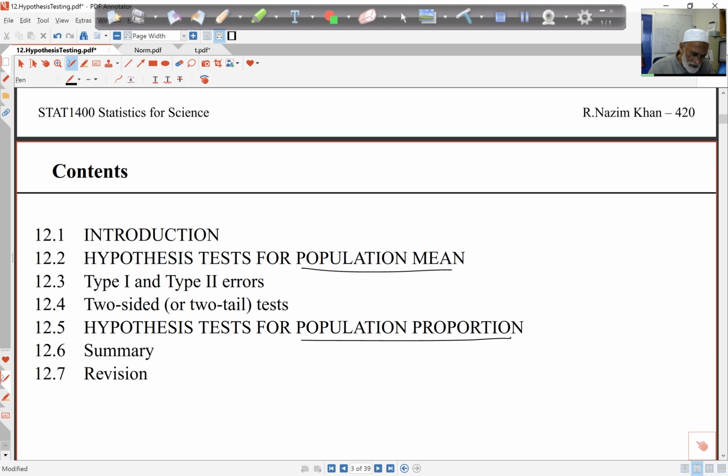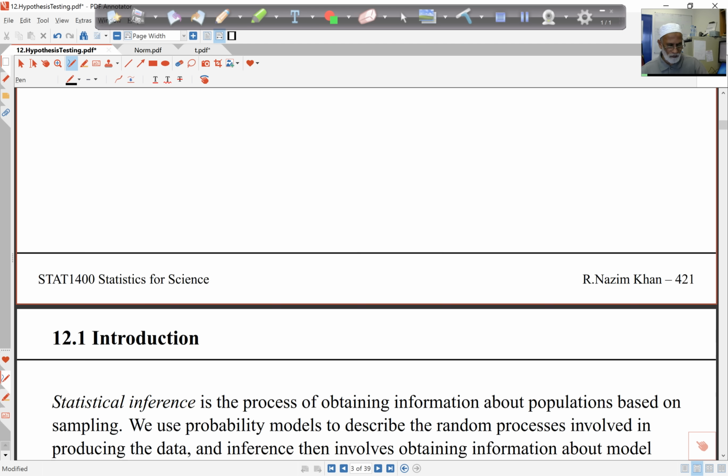So there are two particular population parameters we'll look at: population mean and population proportion. And we'll start off by looking at some basic ideas and then move on to the types of errors that can happen in hypothesis testing. We'll take a look at the distinction between one-tailed and two-tailed tests, and then move on from there to proportions.